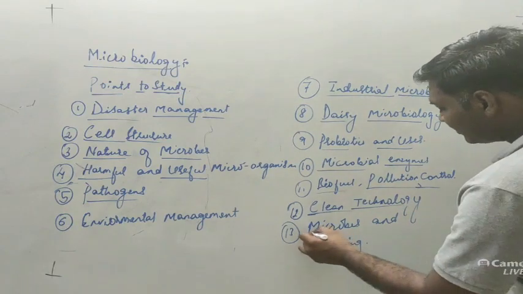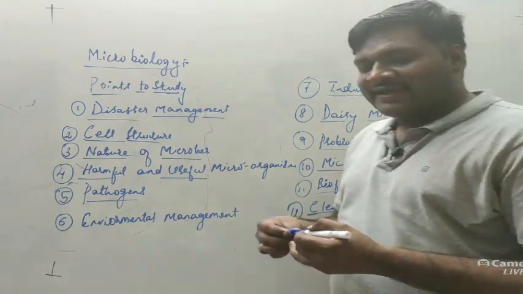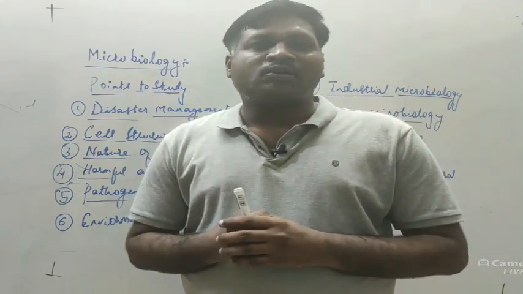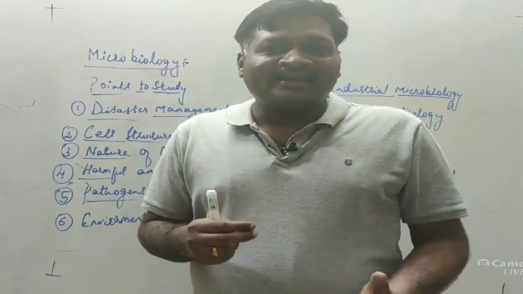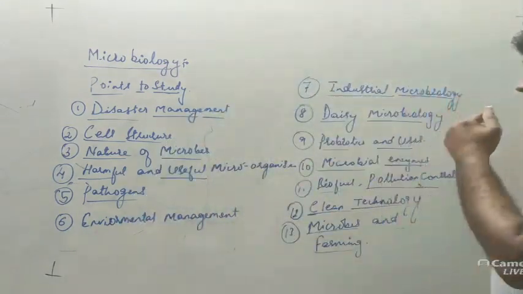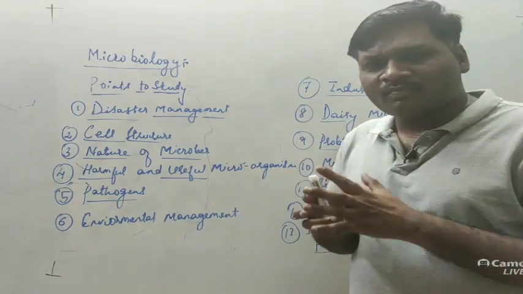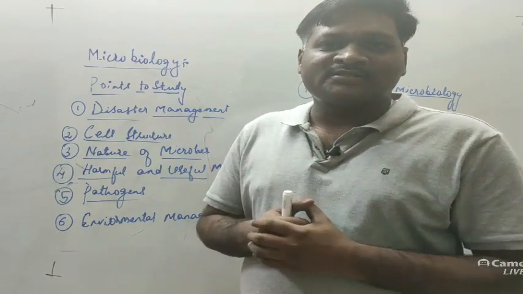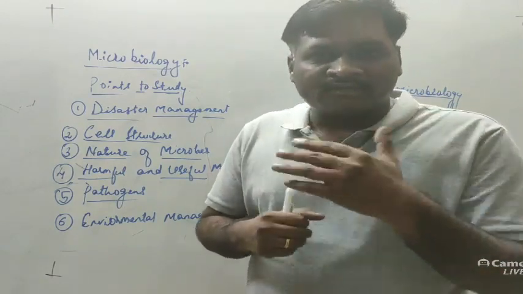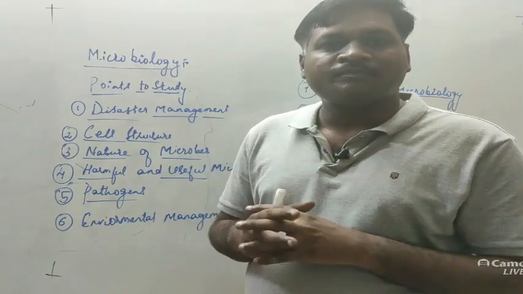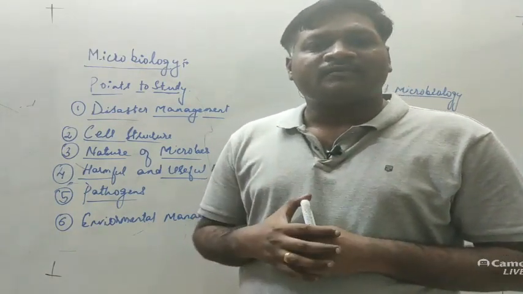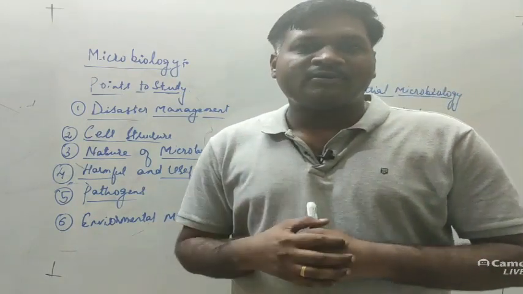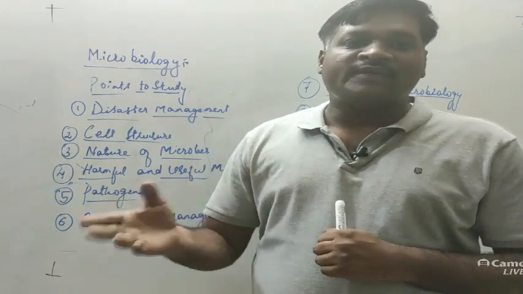Then microbes and farming. Yes, as most countries have agriculture as their base, and agriculture is directly associated with microorganisms. Different microorganisms in the agriculture field are responsible for providing different types of functions. If we talk about the growth of the plant, what is required for growth of the plant? We require a nutrient called nitrogen, and how is this nitrogen made available to the plants? With the help of nitrogen fixing bacteria.